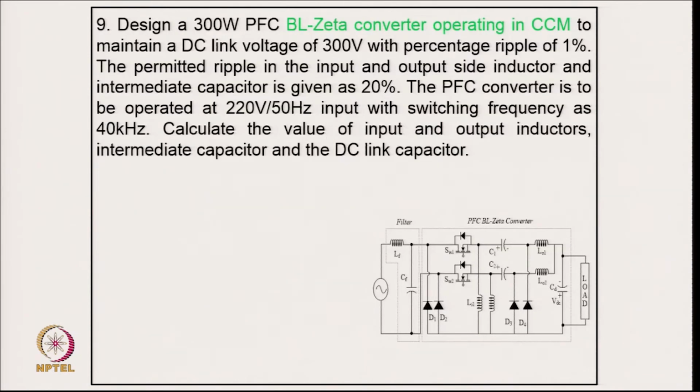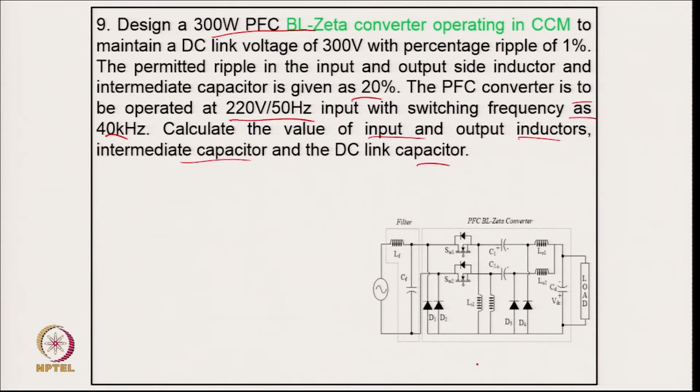Now, coming to the numerical example, the 9th numerical example: design a 300 watt power factor bridgeless zeta converter operating in continuous conduction mode to maintain the DC link voltage of 300 volt with a percentage ripple of 1%, and the permitted ripple in the input and output side inductor and intermediate capacitor is 20%. The power factor correction converter is operated at 220 volt, 50 hertz input, with a switching frequency of 40 kilohertz. Calculate the value of input and output inductor, intermediate capacitor and DC link capacitor.